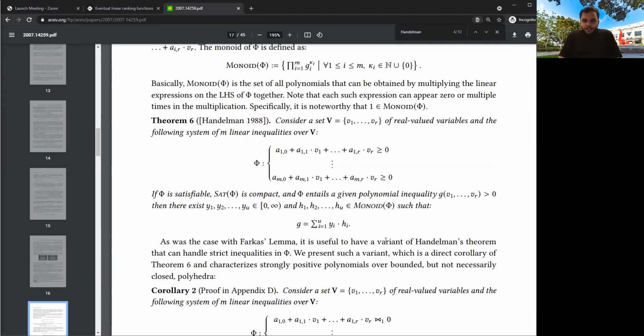So this is the way that we can actually extend Farkas lemma to the polynomial case, and we will probably see more of this. But how does this lead to linear programming?